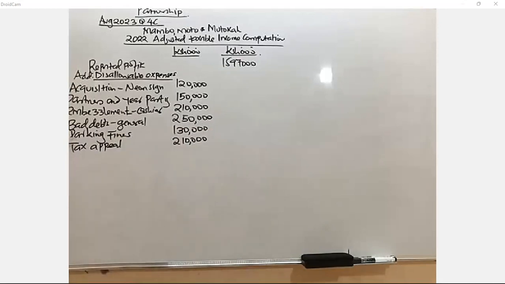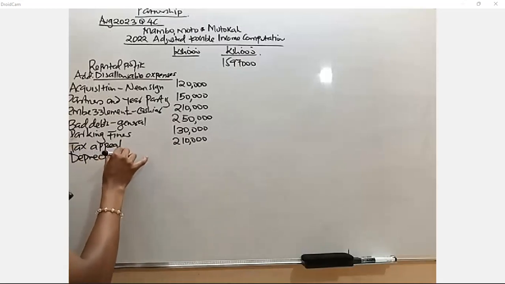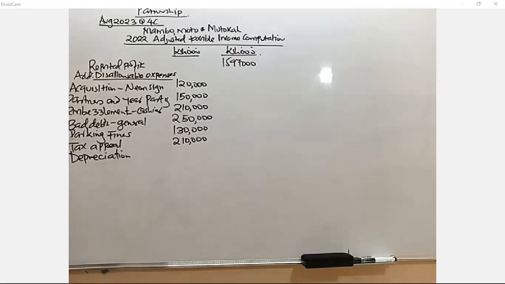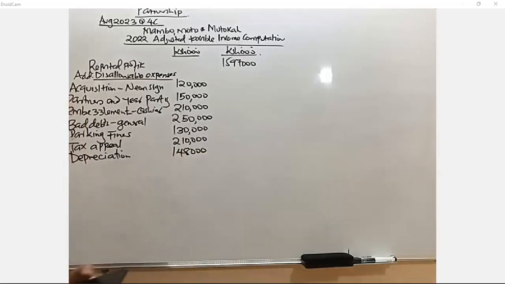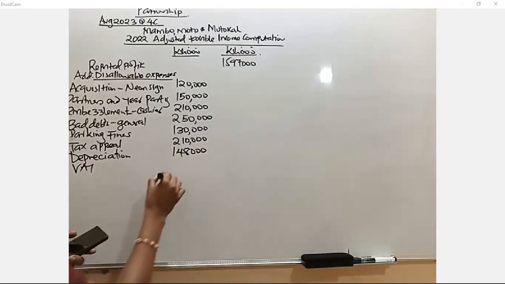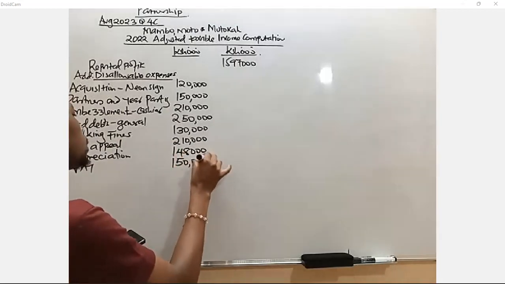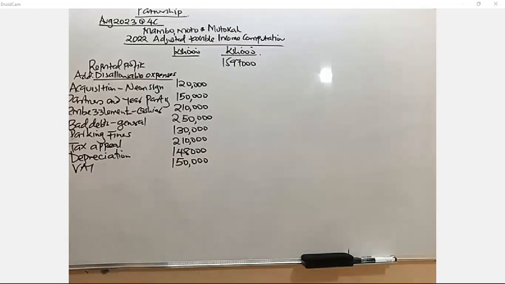So the investment allowance, which was agreed with the commissioner, is 380,000. So it's a total deduction later. To end the expenses above, we start with depreciation, which is a disallowable expense. So how much is our depreciation? Our depreciation is 140,000, right? We have rent and rates, general expenses, and VAT, which is disallowable. So how much is our VAT? We have been given 150,000.